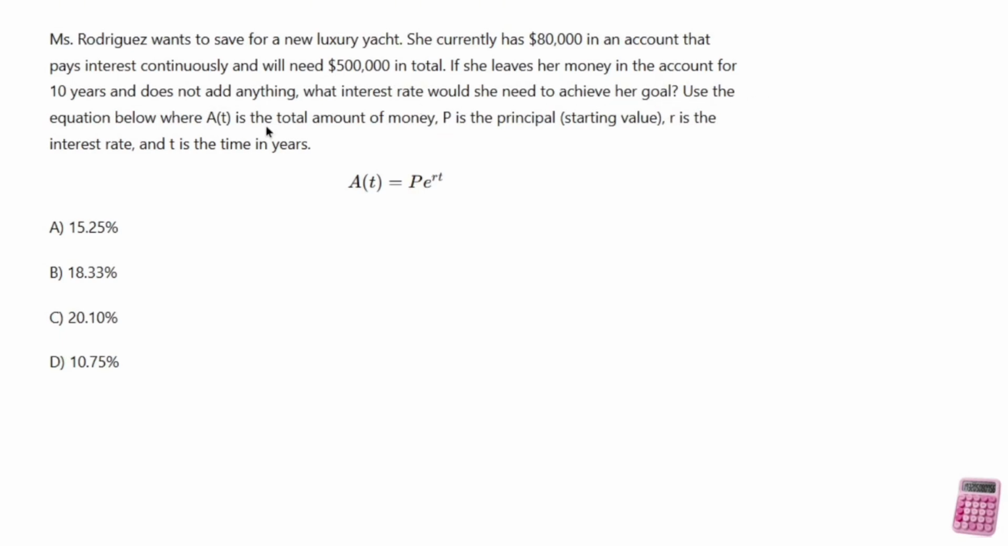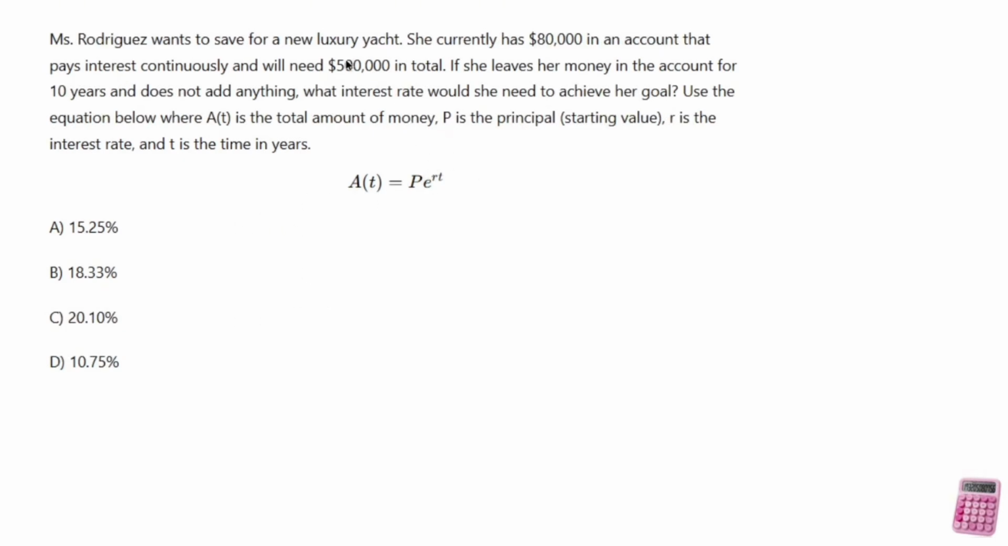Okay, use the equation below where A of t is the total amount of money, P is the principal starting value, R is the interest rate, and T is the time in years. So what we need to search for is some magical interest rate that's going to turn 80 grand into $500,000 in 10 years. Whatever bank this is, I want it. I'll tell you one thing, it's not Diamond Credit Union, that's for sure.